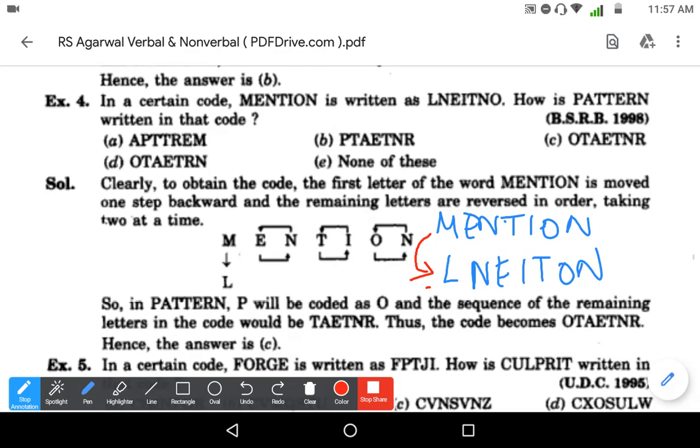Then after that, if you see these letters here, they have interchanged them. N has come first, E has come later. I has come first, N has come later. Sorry, this is NO, right? Yes, NO. So they have interchanged the places of the letters here. This is the rule. For the first one, it is the before letter, so LMN. After that, they have interchanged. Now, using this, let us find out for pattern.